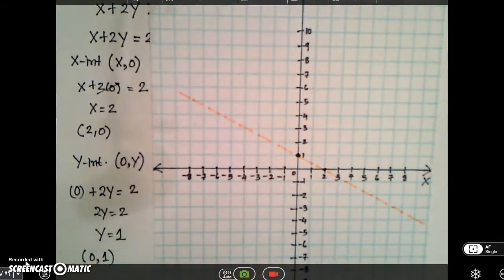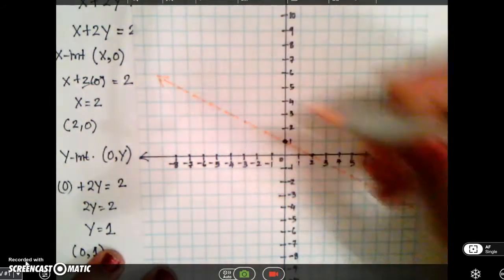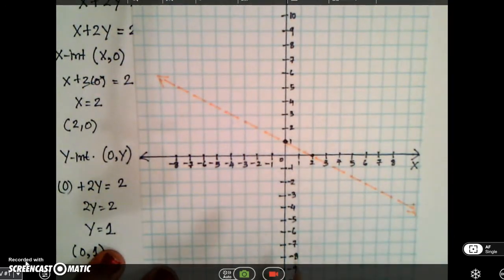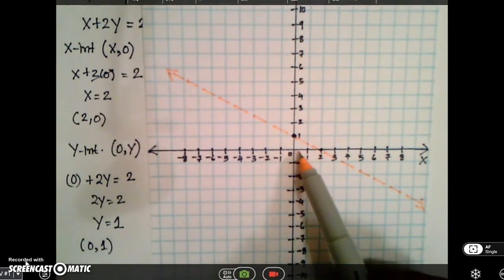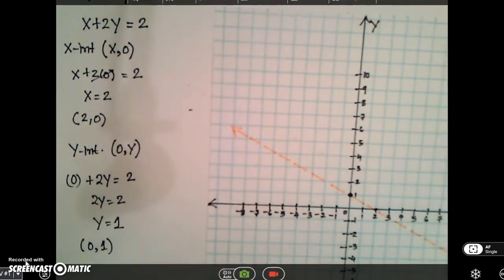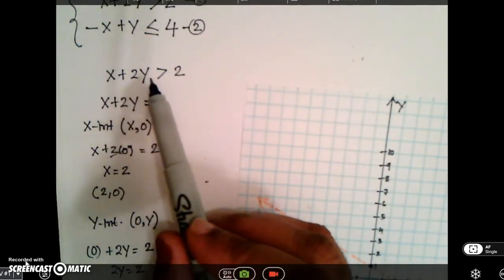I'm not done graphing this inequality. I still have to shade a region to show where my solution lies. For that I need to test a point. The line is not passing through (0, 0), so I can test the point (0, 0) in my inequality x + 2y > 2.